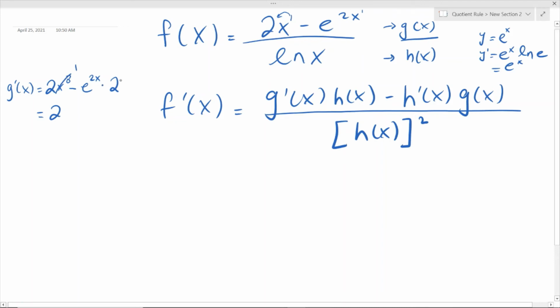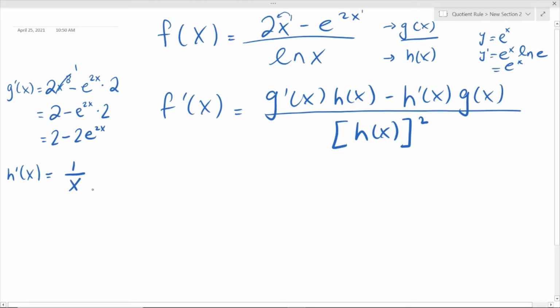So here we found the derivative of this tiny part and the big parts. Okay, so here we have e to the exponent of 2x times 2. And if we rewrite that, it would be 2 minus 2 times e to the exponent of 2x. And that's g prime of x. Now to find the derivative of h of x, it's going to be the derivative of ln x, because this is our h of x. Derivative of ln x is 1 over x. Just like that.